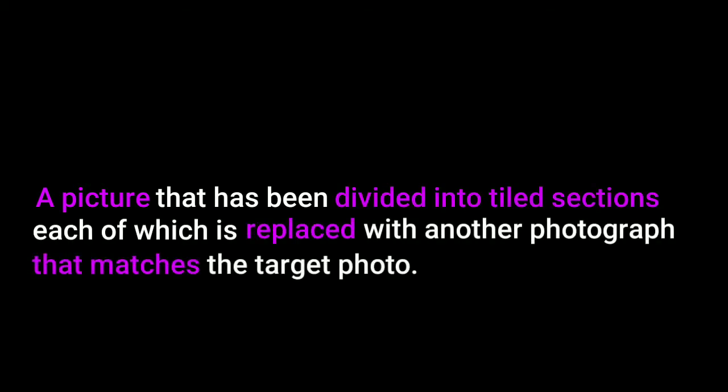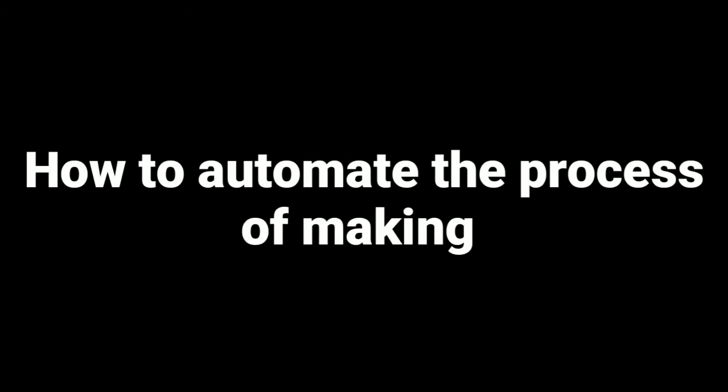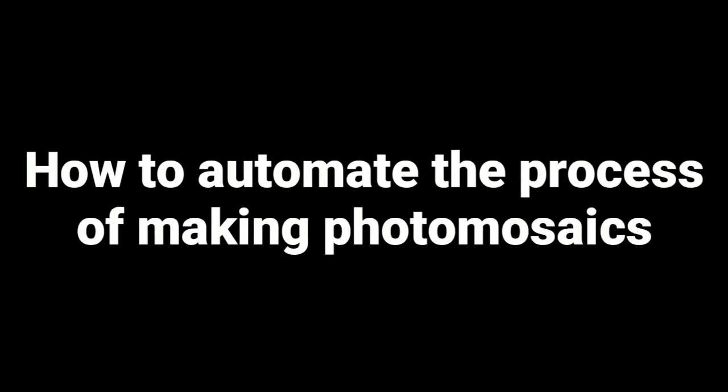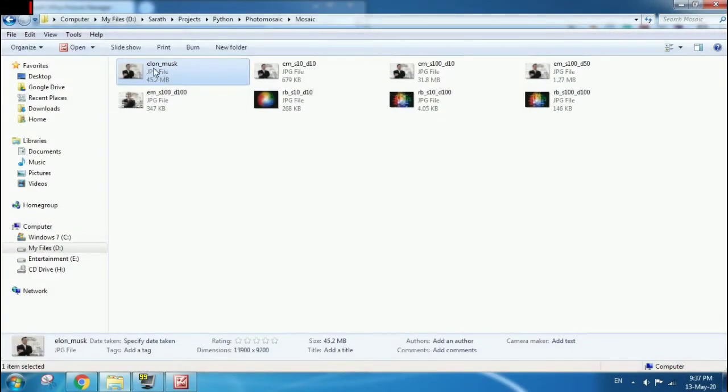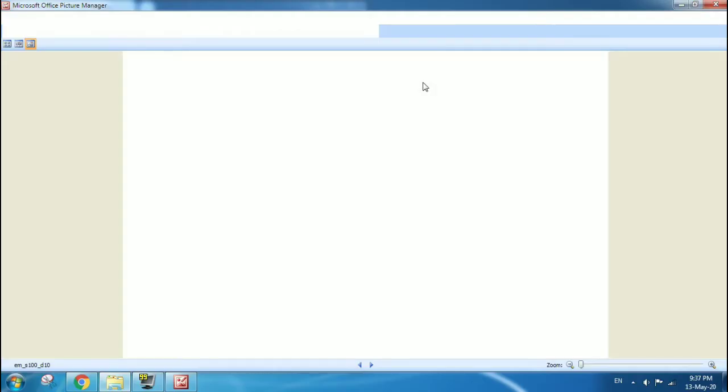A picture that has been divided into tiled sections, each of which is replaced with another photograph that matches the target photo. So the next obvious question is, can we make one ourselves? Or how can we automate this process to make photo mosaics with a given set of photographs? Well, the answer depends on how you want to build it and how you want the final output to be. I can surely show you the end result of this project and let you be the judge.